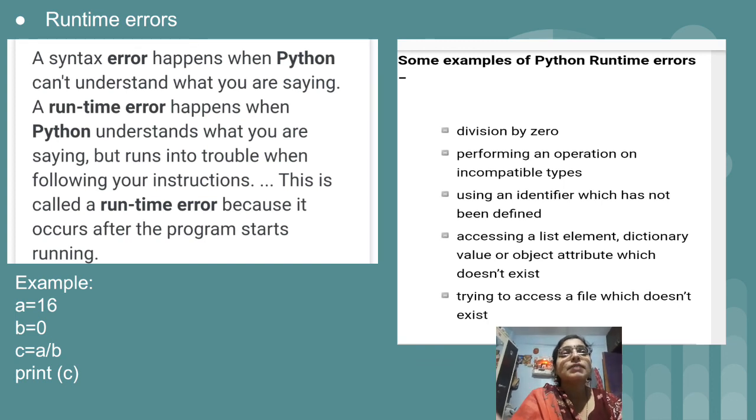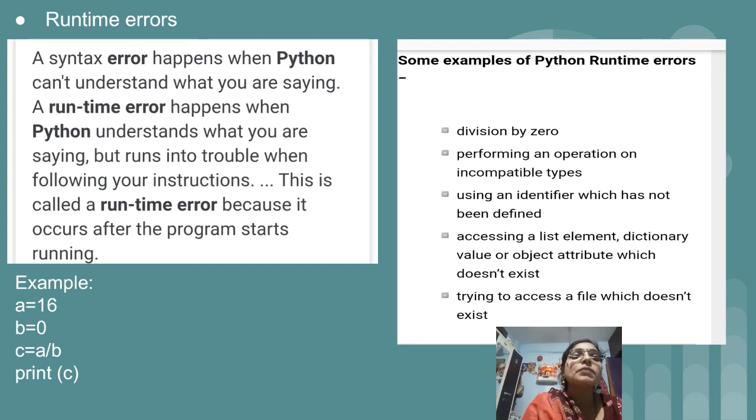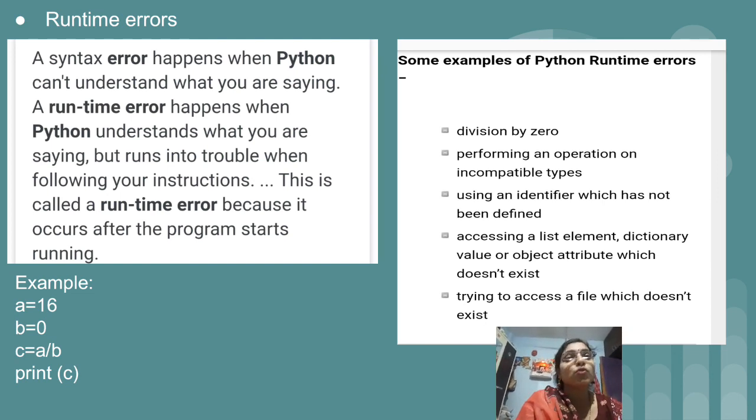There are many other types of runtime error also. First, the example which I have given, division by 0 error. After that, performing an operation on incompatible types, meaning integer is smaller than float. If you initialize a float variable and try to store the value of the float variable into an integer, it will give you an error message, because a float variable is 4 bytes, and an integer has a capacity of 2 bytes. We cannot store 4 bytes into 2 bytes. That is incompatible types. Third error is using an identifier which has not been defined. For example, a equal to 16, b equal to 0, c equal to a divided by b.